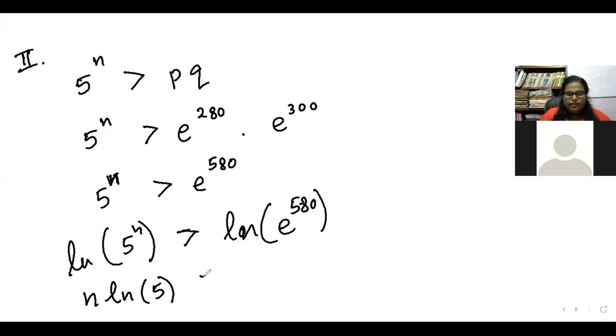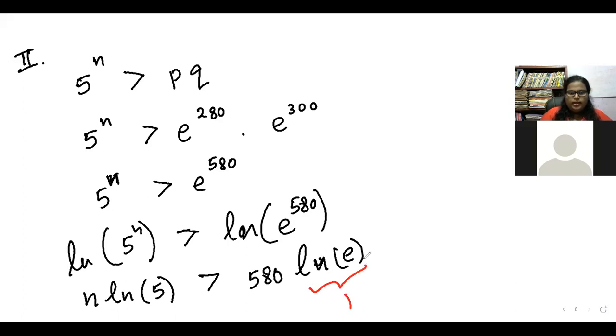n ln 5 greater than ln e to the power 580. So here also we can write 580. We can take this 580 as a multiplication in front of this ln e here. So you know that ln e value is 1, right?